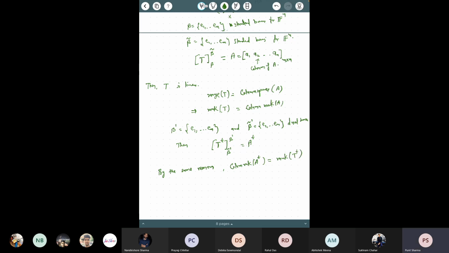But column rank of A transpose means the dimension of the column space of A transpose. But the column space of A transpose is the same as the row space of A. So the column rank of A transpose would be the same as row rank of A. So we have proved that rank of T is equal to column rank of A, and row rank of A is equal to rank of T transpose. But we know that rank of T and rank of T transpose are the same. We have proved this, right? So this implies that column rank and row rank are the same.